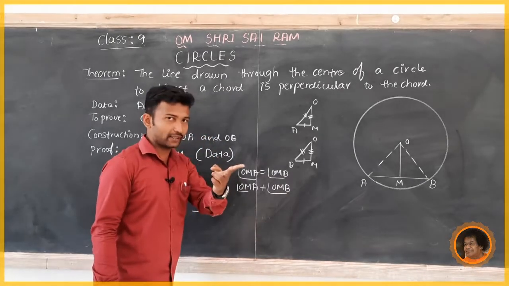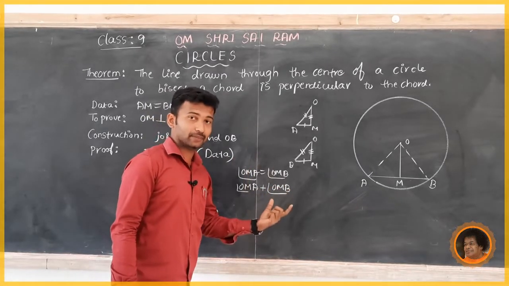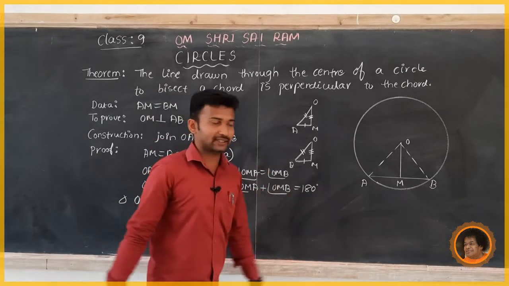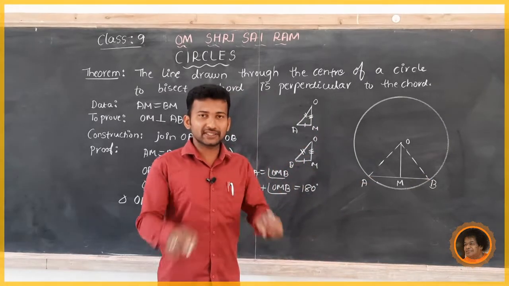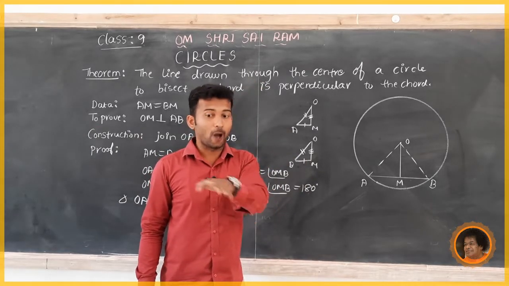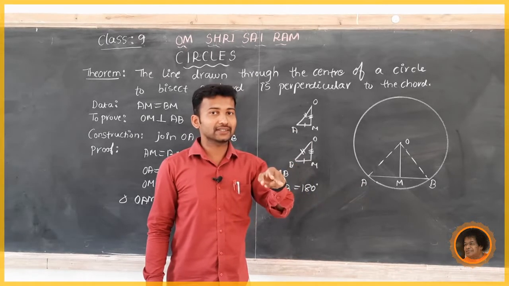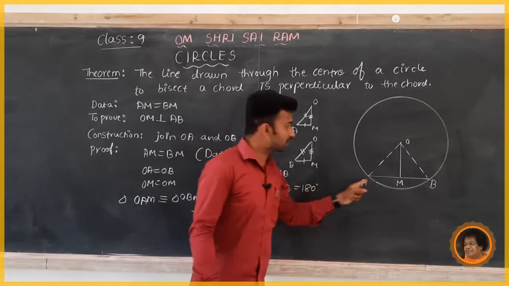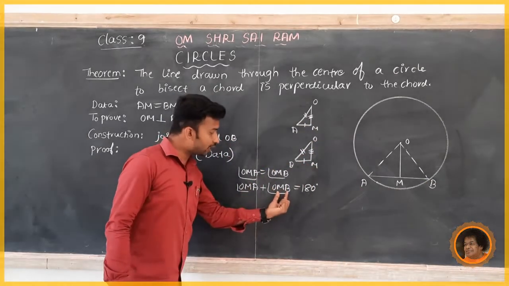Because the two triangles are congruent, the sum of the two angles is equal to 180 degrees. Why is it equal to 180 degrees? Because AMB is a straight angle, and a straight angle means 180 degrees. Because OM is a ray on the line AB, it forms two adjacent angles, and their sum is 180 degrees because AMB is a straight angle. But angle OMA is equal to angle OMB.